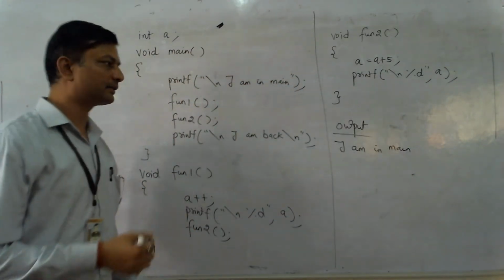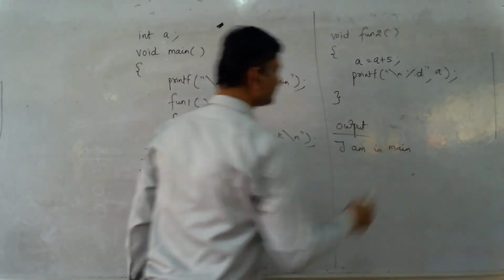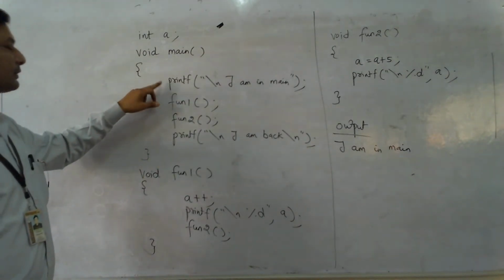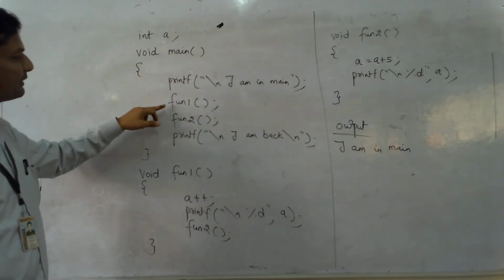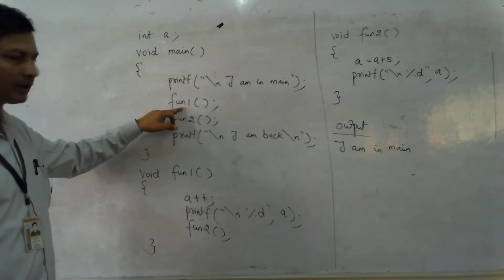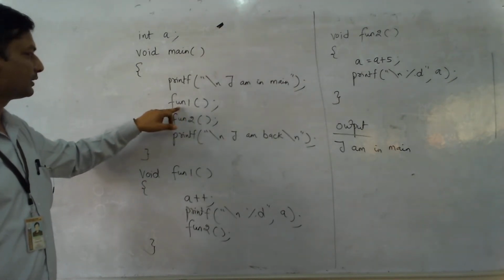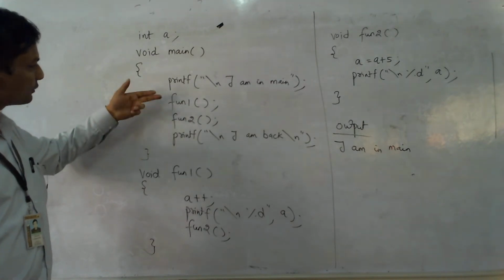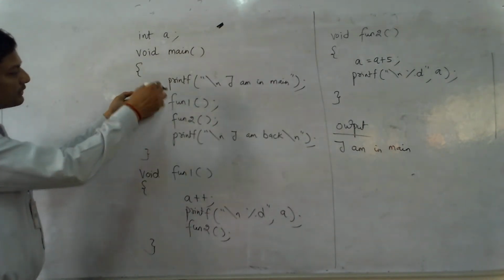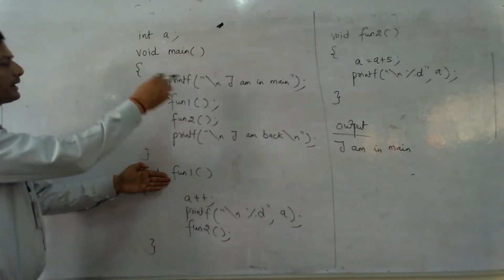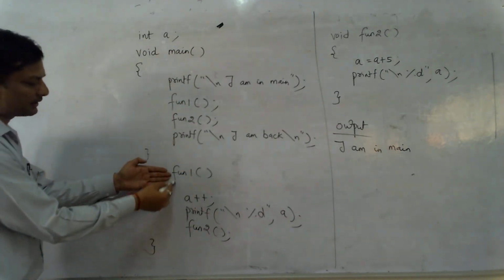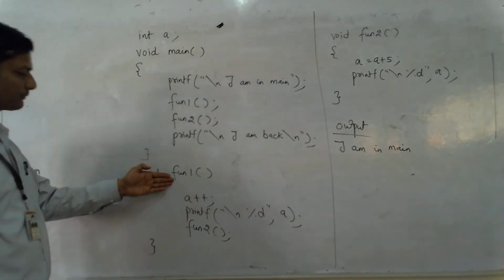This is displayed. I am in main. So after executing the first line, the control moves to the second line. In the second line, we have called the function fun1. Fun1 is called from this place. So the control will jump from this place to fun1 and will return back to the same place after completing the fun1 block.